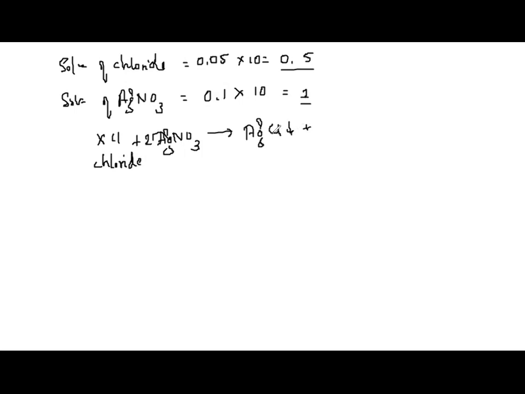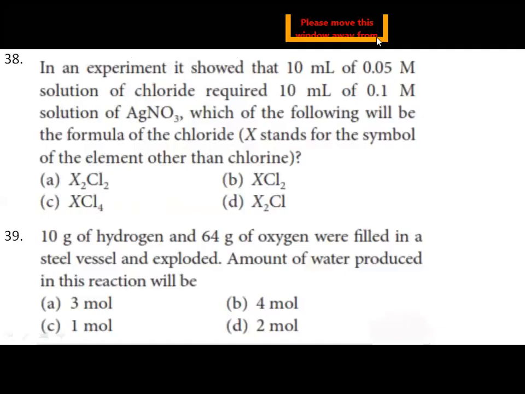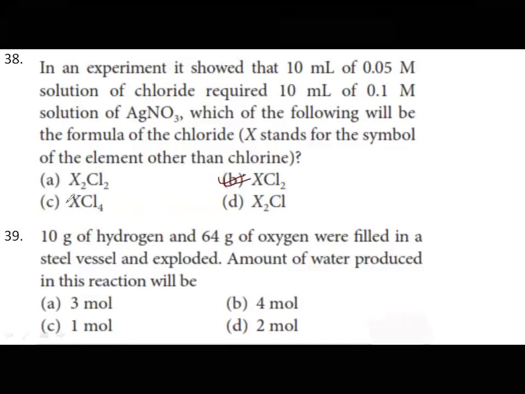So AgCl precipitate. Here there are 2, it is double, so I'm writing 2. To balance it, I'll write 2 here, so Cl also is 2. So I'll write XCl2 plus XNO3 twice. So what is the formula of the compound? It is XCl2. XCl2 is the formula of the compound. So what is the correct option? Option B. Next question.